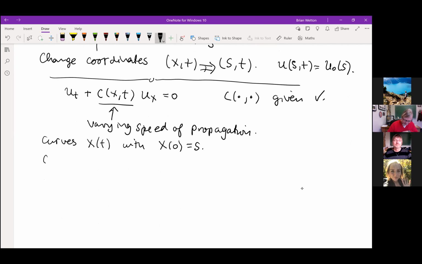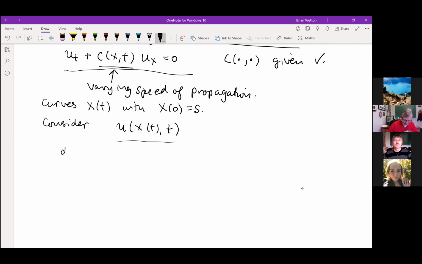Let's consider u of x of t and t. I'm allowed to do this. I'm going to say this thing has a solution, and I'm going to look at that solution restricted to a curve in the xt plane. Okay, so let's have a look and see what happens.